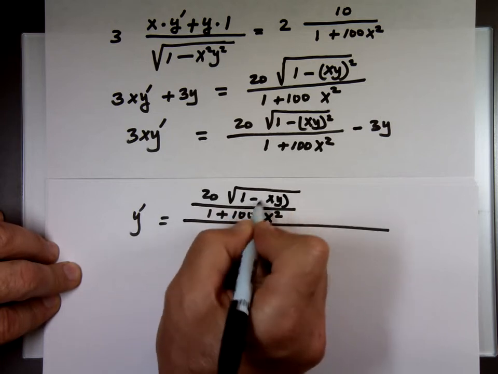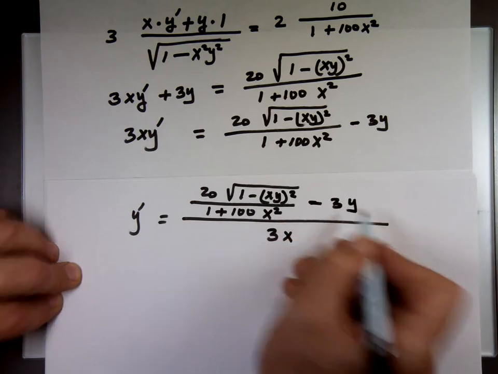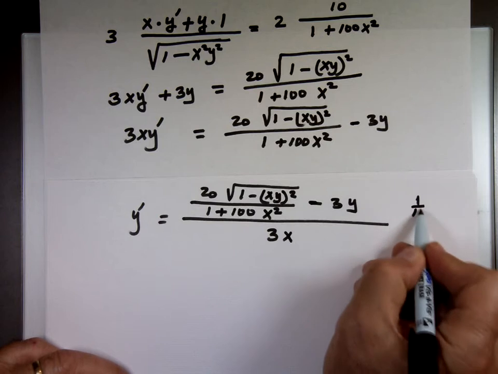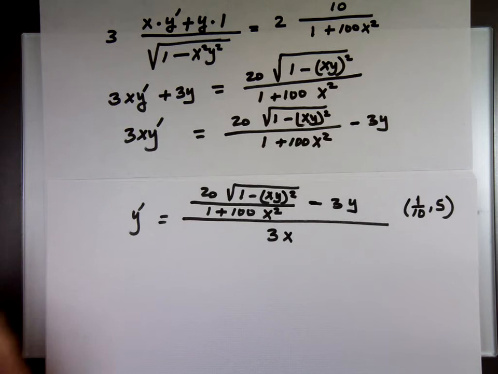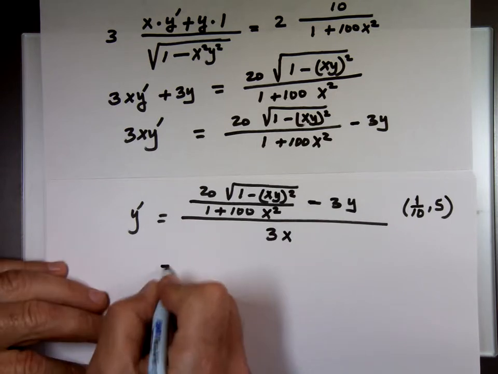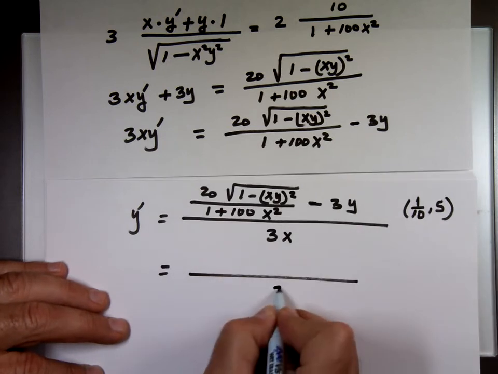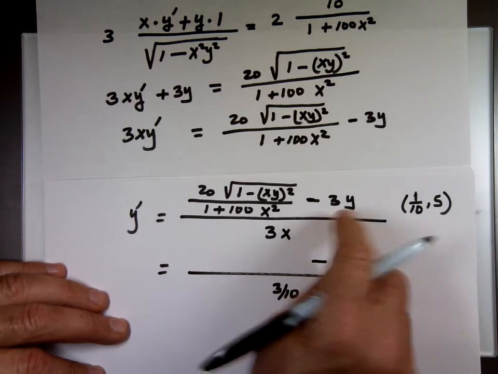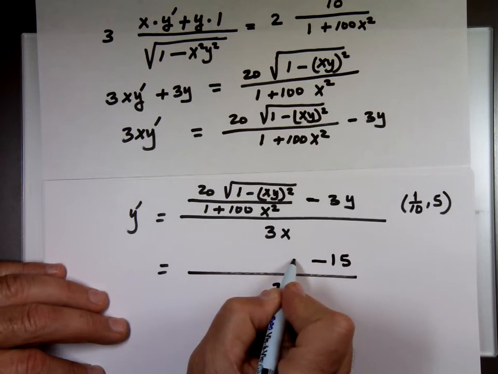And it looks really ugly, but the good news, they gave us numbers to use. X is 1/10, Y is 5. Let's plug the numbers in, and I bet you it's going to fall apart. Three times 1/10, that's 3/10, the bottom. Here's the minus. Let's look at the easy ones. 3 times 5, 15 here. Let's look at this one.